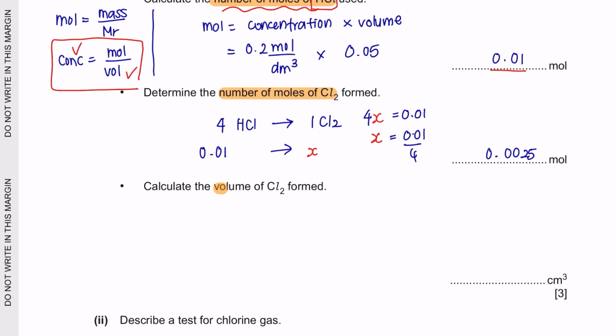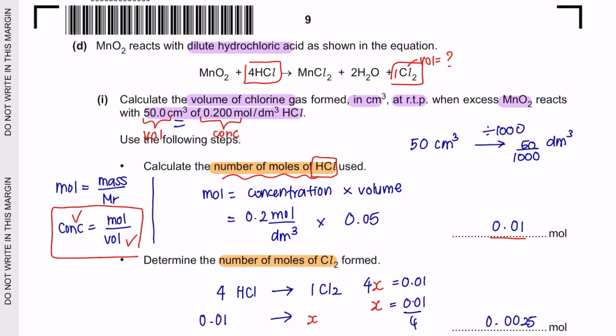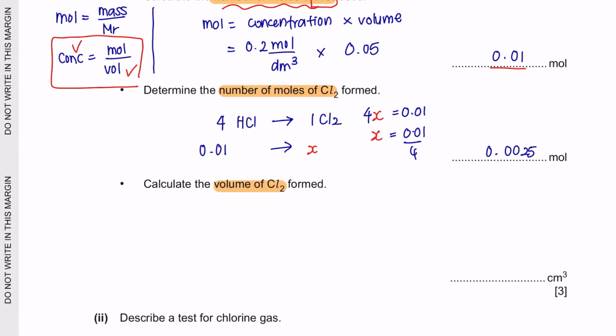The next bullet point is to calculate the volume of Cl2 formed. It has been mentioned here that we are looking to find at room temperature. If you are asked to find at room temperature, we can just use the formula of mole multiplied by 24 dm³.